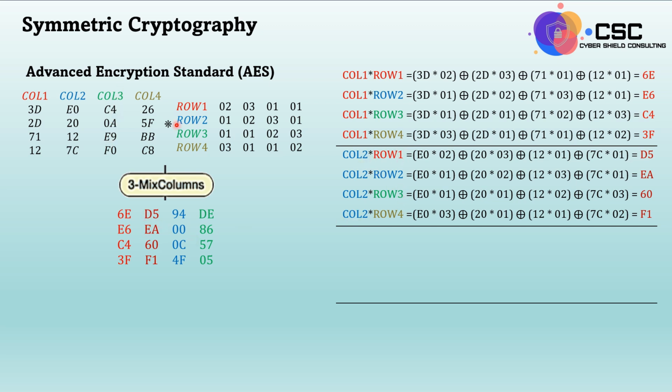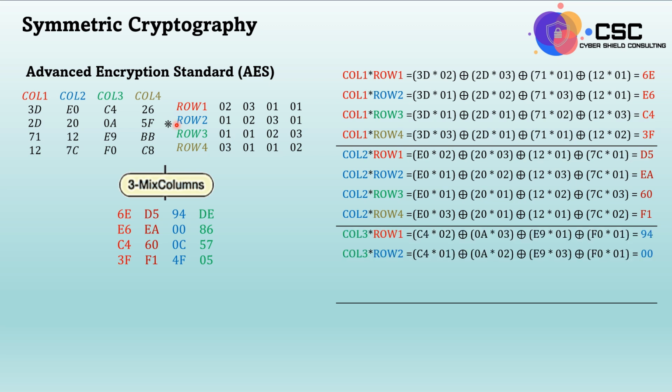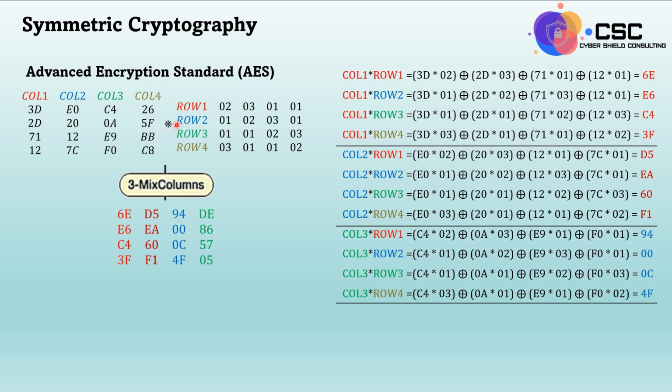Column 3, the same as we did with columns 1 and 2, multiply it by row 1, row 2, row 3, and row 4. And here if you look at the results, we got 9, 4, 0, 0C, 4F. This will be column 3 in the new matrix.